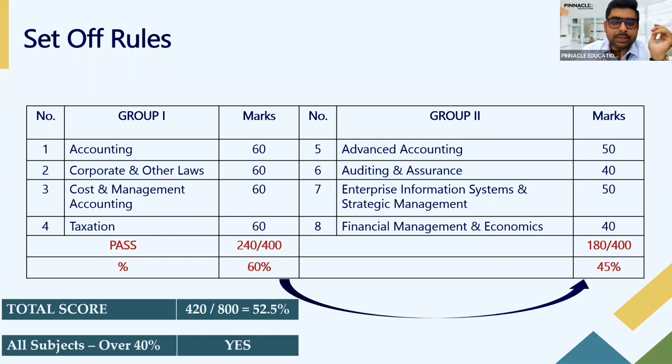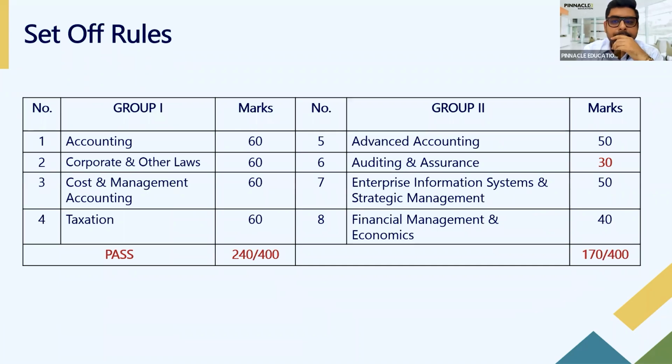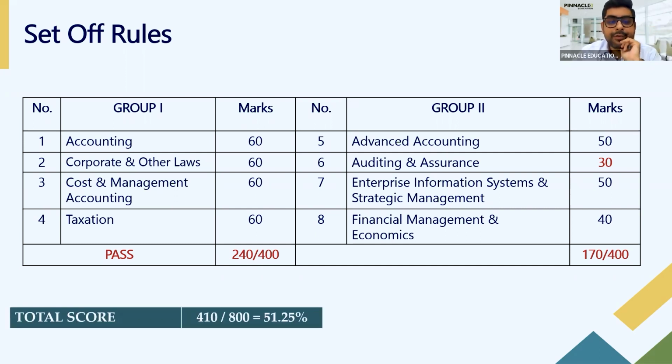Okay, let's look at another situation like this. Accounts you've scored 60, corporate law 60, costing 60, taxes 60, advanced accounting 50, audit 30, less than 40. EIS is 50 and economics 40. And as an aggregate, you've scored 410 out of 800. That's 51.25%. Now here, you haven't met the first condition of a minimum of 40 in each subject.